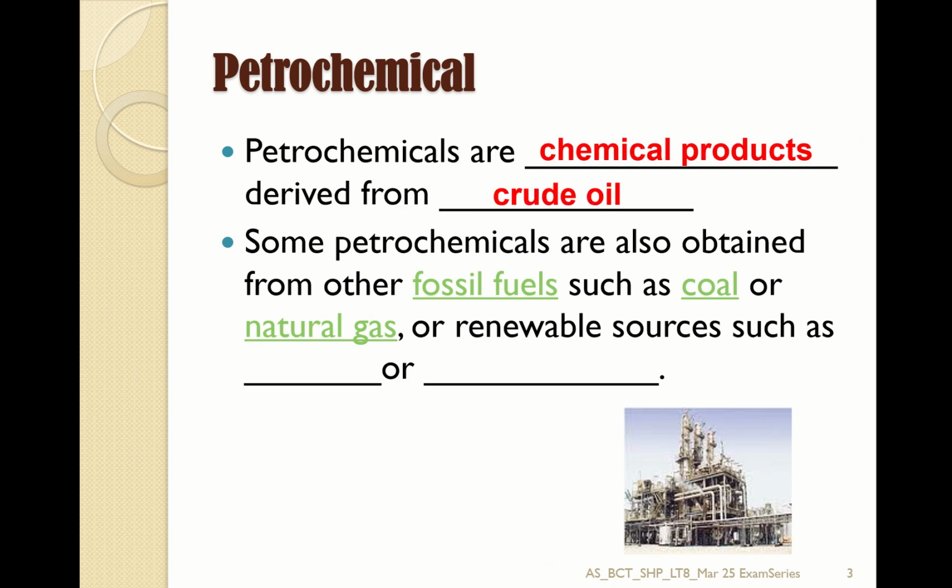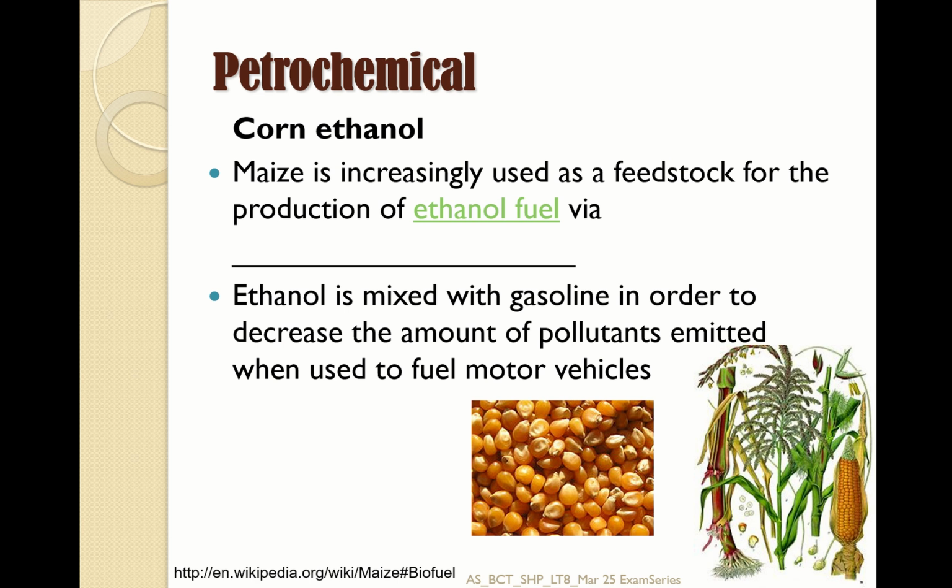So petrochemicals are chemical products, obviously, derived from crude oil. That means they burn the crude oil to break it down into many parts. But petrochemicals can also be obtained from other fossil fuels such as coal or natural gas, or even renewable energy sources from corn or sugarcane are also considered one of the petrochemicals. An example here is ethanol from corn.